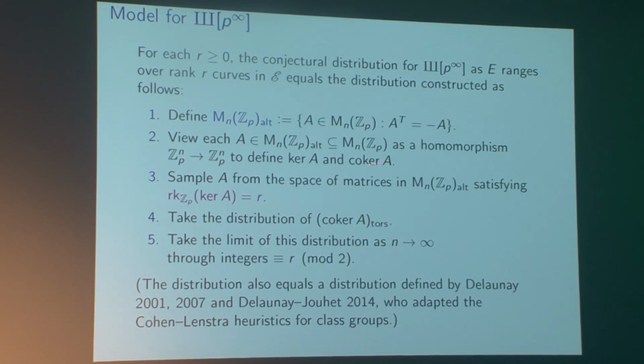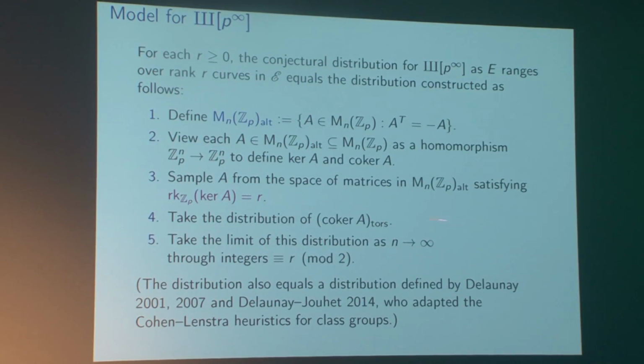So, because its cokernel is finitely generated, this is going to be some finite abelian p-group, and the conjecture is that the distribution of this, at least asymptotically as n goes to infinity, is supposed to be what models the Shafarevich-Tate group. Okay, so now here what I'd like you to focus on is this condition.